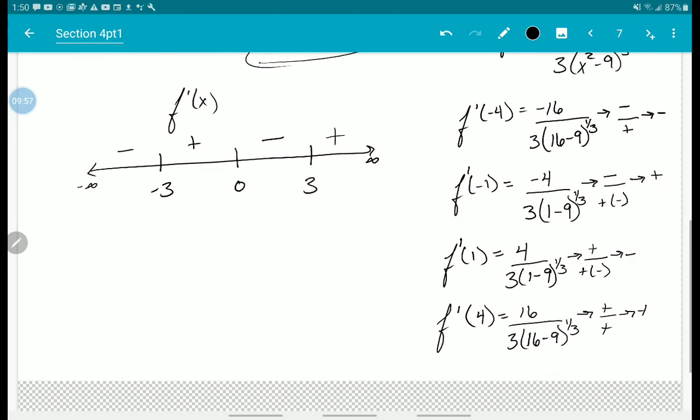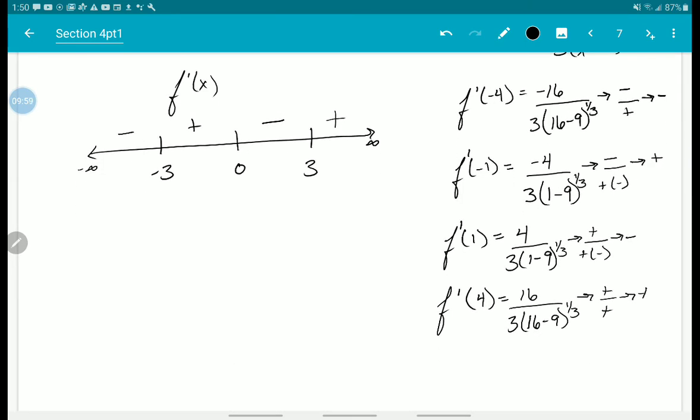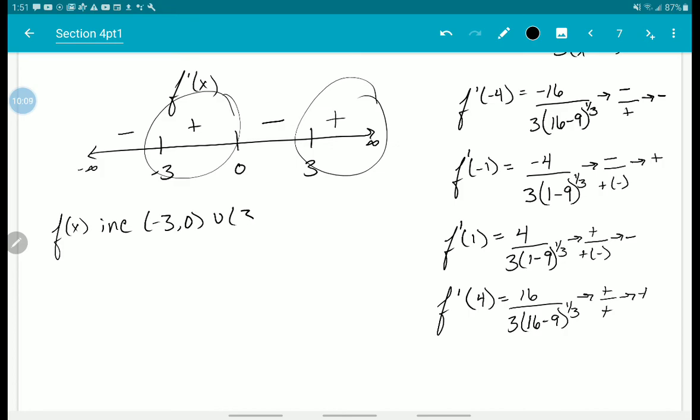So from that sign chart, we can tell where we are increasing and decreasing. f of x is increasing on those two intervals, -3 to 0 and then 3 to infinity. We are decreasing from -infinity to -3 and then from 0 to 3.